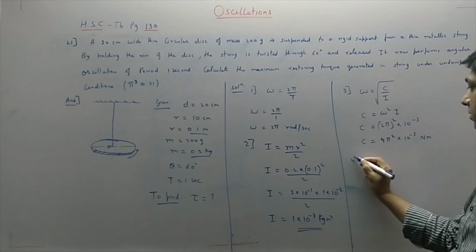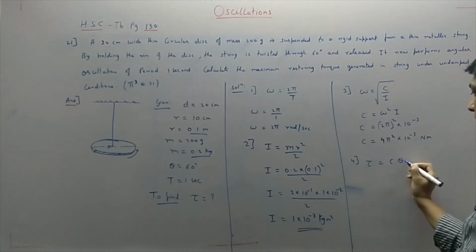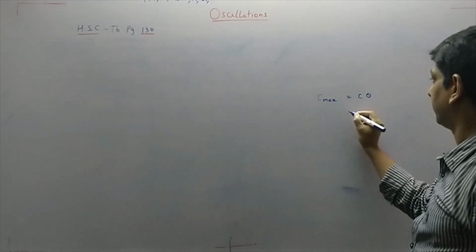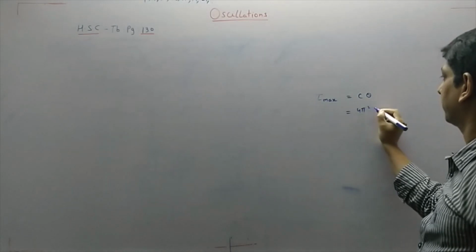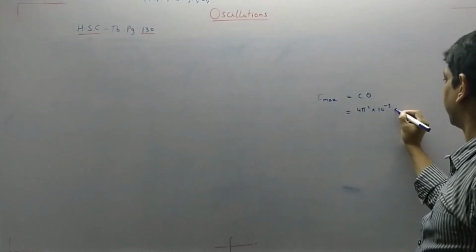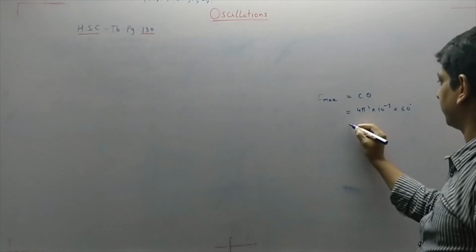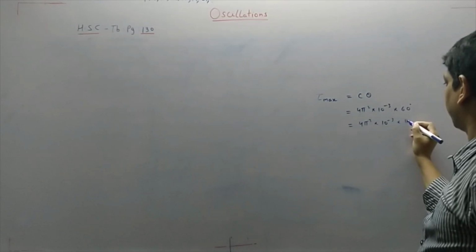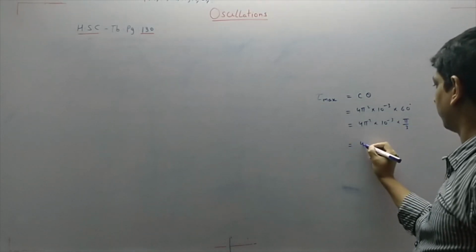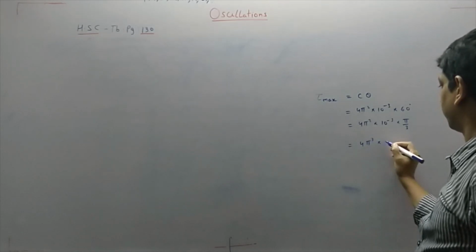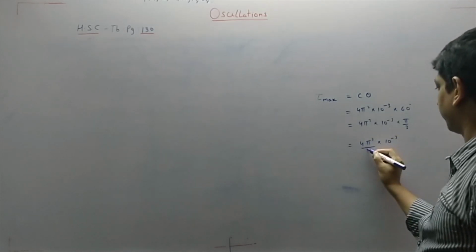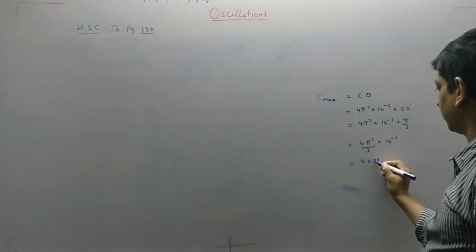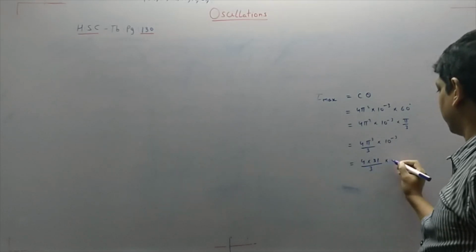And again, next is torque. Torque is C theta. Students, torque maximum is C theta. We have C as 4 pi square into 10 raised to minus 3 Newton meter, and this is at 60 degrees. So we can convert this degree into radian, which is pi upon 3. We have 4 pi cube into 10 raised to minus 3, by 3. So finally 4 pi cube is approximately, as given in your question, 31 upon 3, into 10 raised to minus 3.